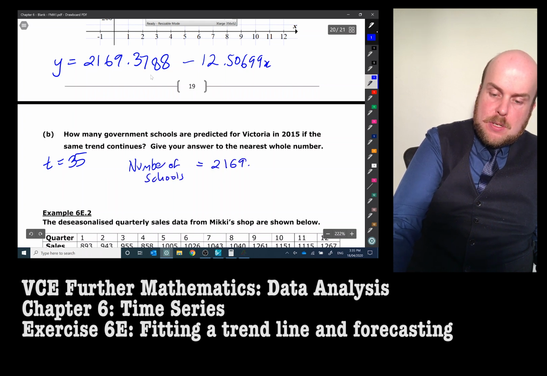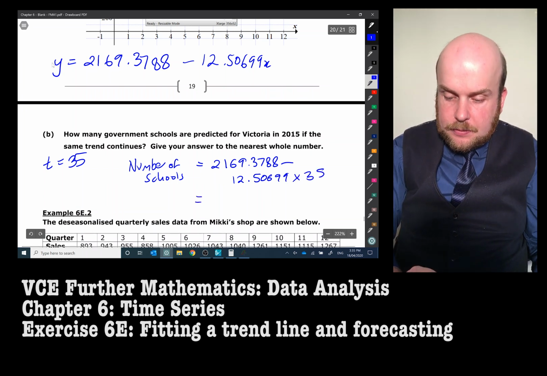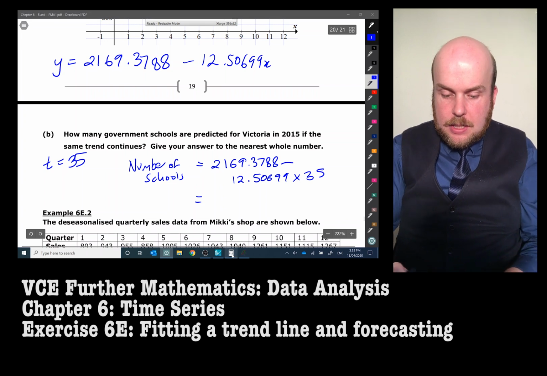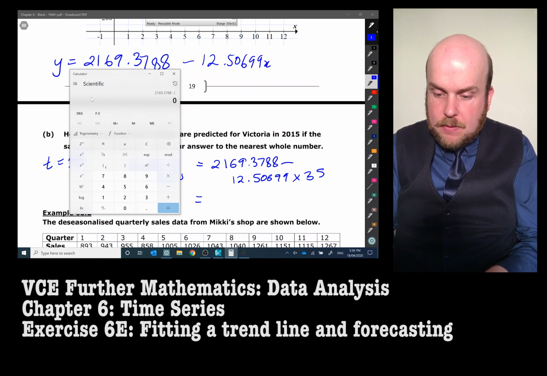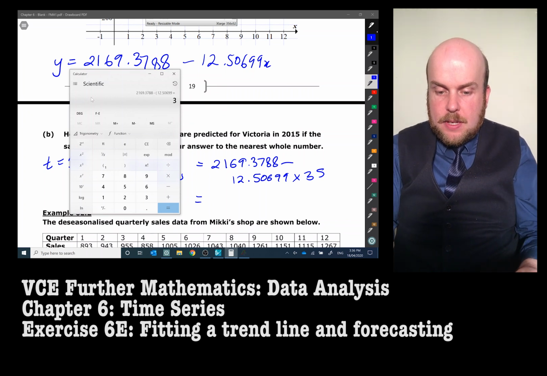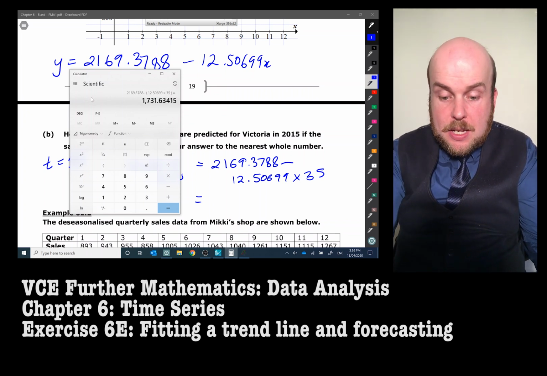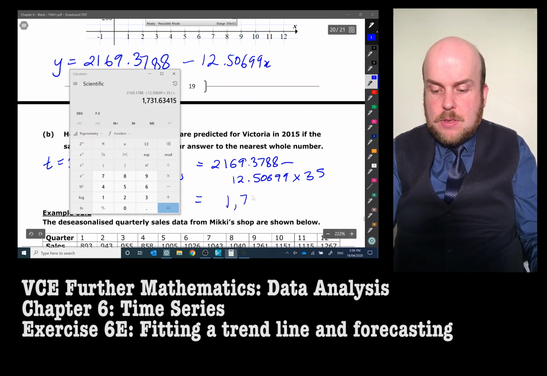So number of schools is equal to 2169.3788 minus 12.50699 times 35. I'll just type that in. 2169.3788 minus 12.50699 times 35, I might just put that in brackets. And that should get me, I need to round to the nearest whole number. So in this case it is 1,732.